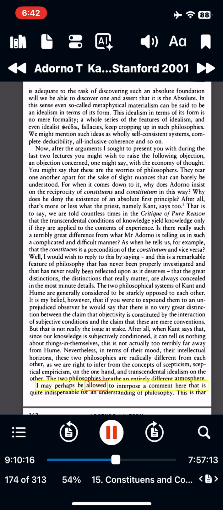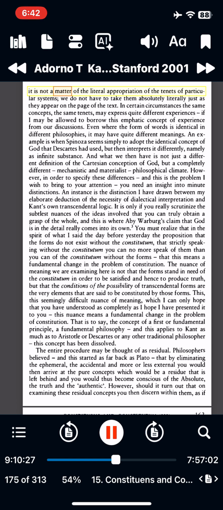I may perhaps be allowed to interpose a comment here that is quite indispensable for an understanding of philosophy. This is that it is not a matter of the literal appropriation of the tenets of particular systems. We do not have to take them absolutely literally just as they appear on the page of the text. In certain circumstances the same concepts, the same tenets, may express quite different experiences, if I may be allowed to borrow this emphatic concept of experience from our discussions. Even where the form of words is identical in different philosophies, it may have quite different meanings.